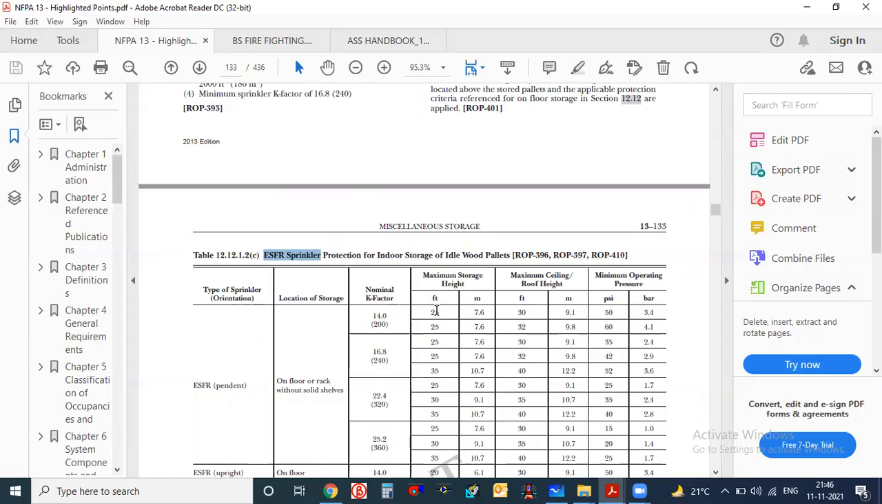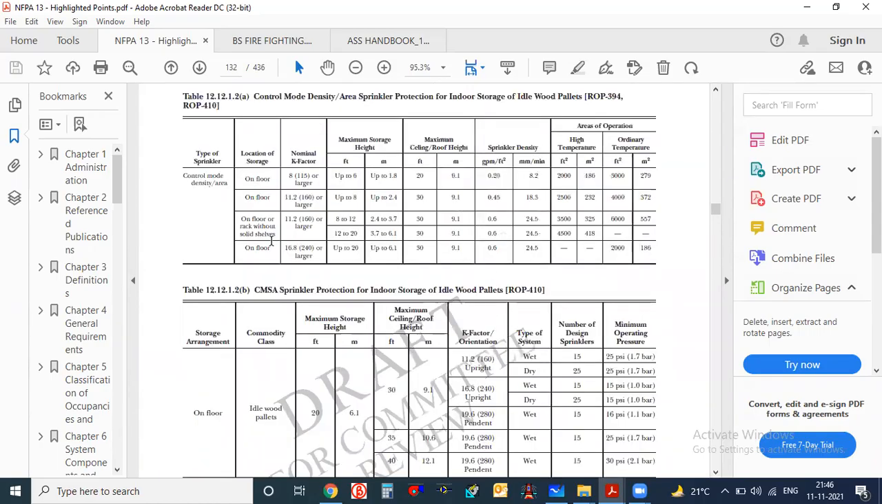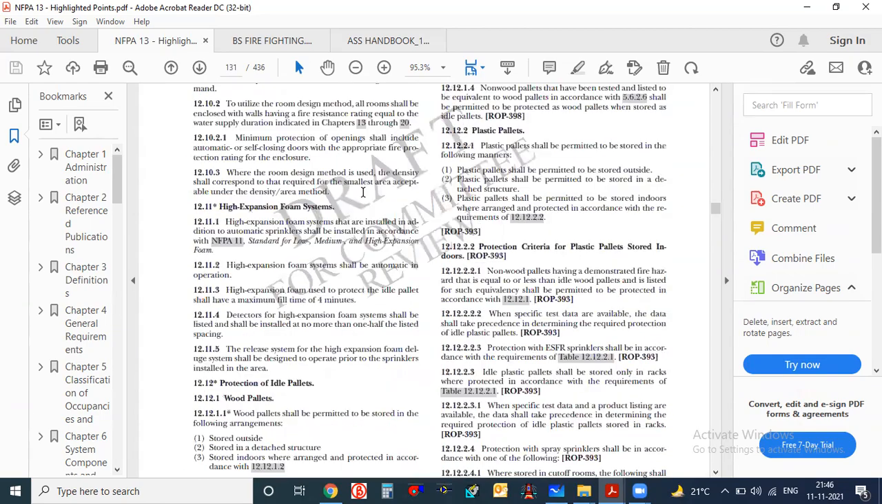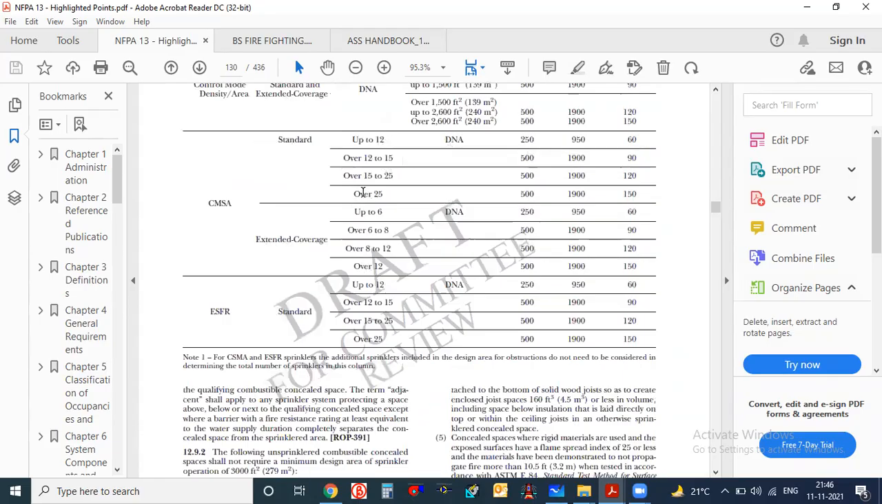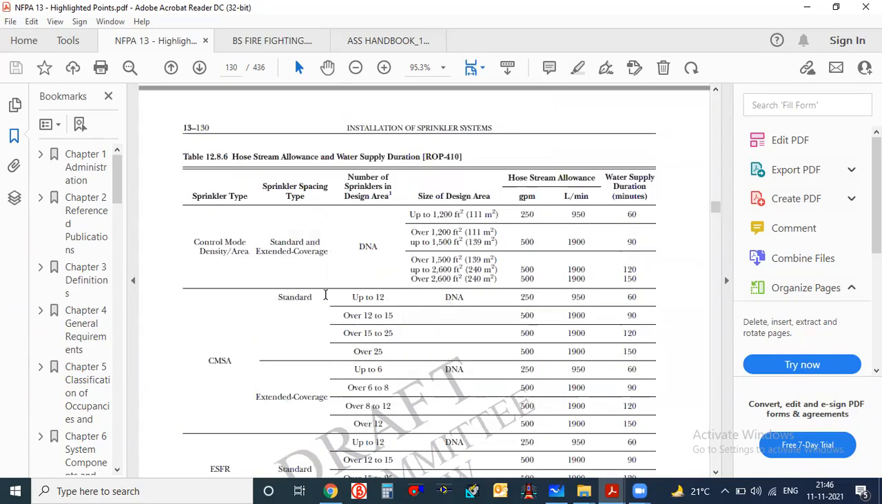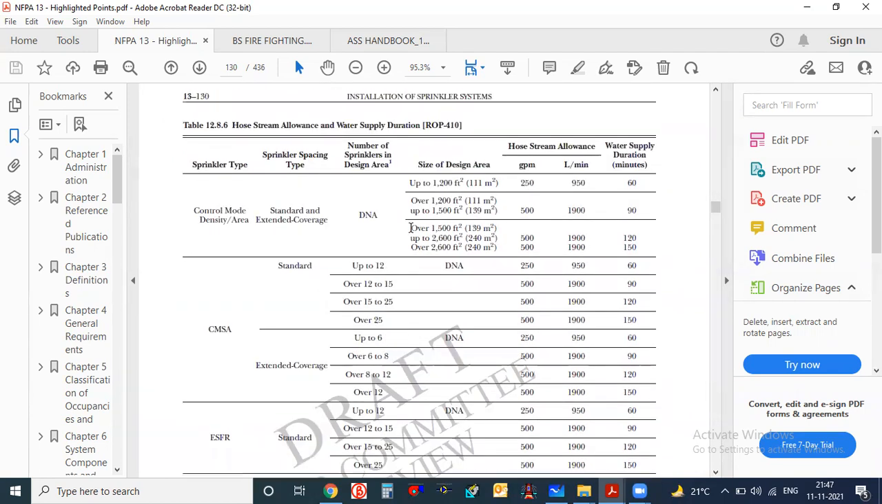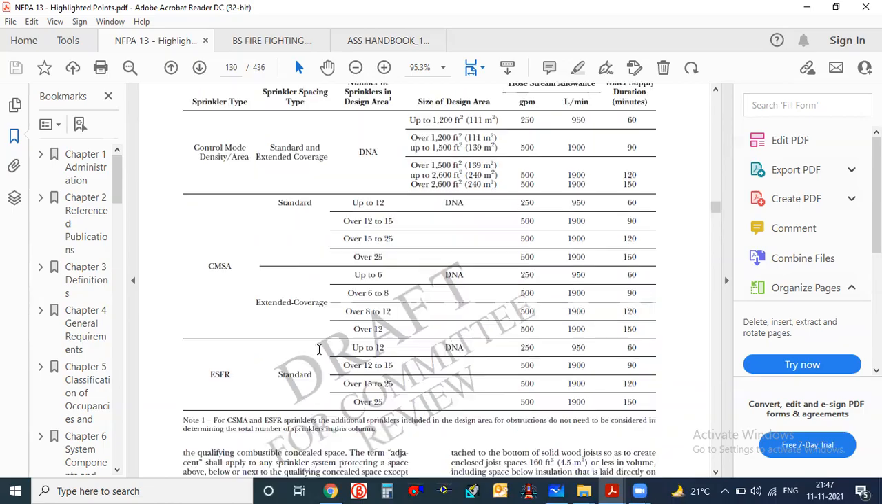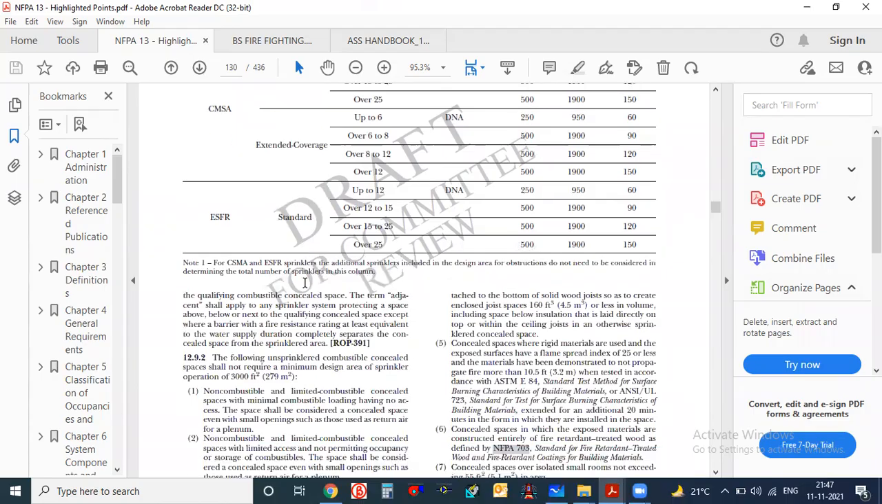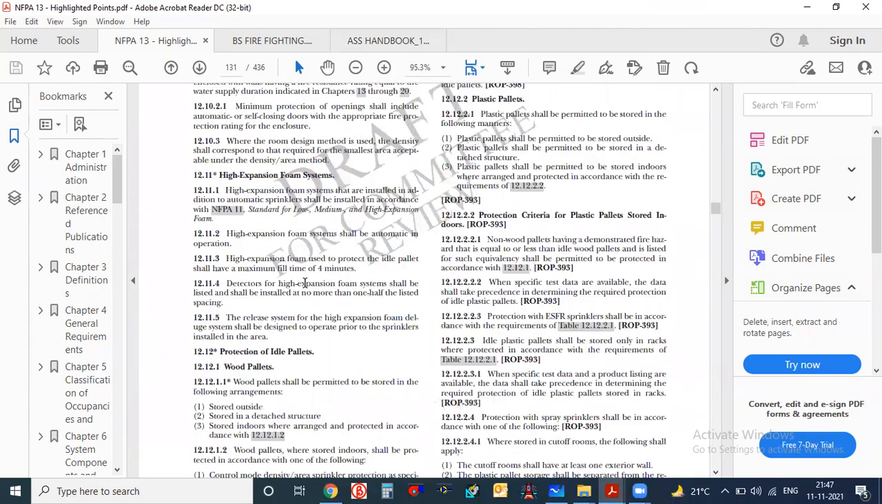Here, I am just showing you one example of wood pallet, and they have given three different types of table, three different types of operating pressure, and three different types of K factors. Otherwise, if you are not understanding anything, just focus on this particular standard table. But design area is not given here in CMSA, ESFR. So you have to manipulate it a little bit.